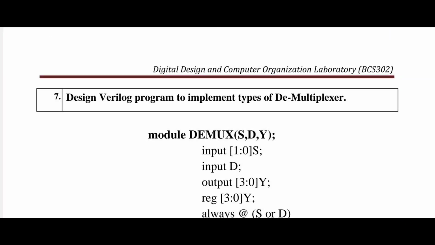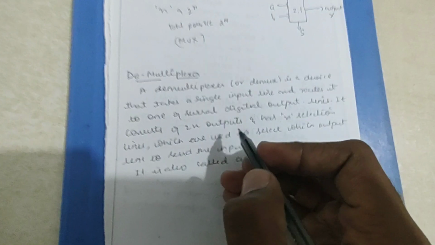Hello, good evening everyone. Today we are going to talk about a topic in digital design and computer organization. Lab program 7. The question is: design a Verilog program to implement types of demultiplexer.